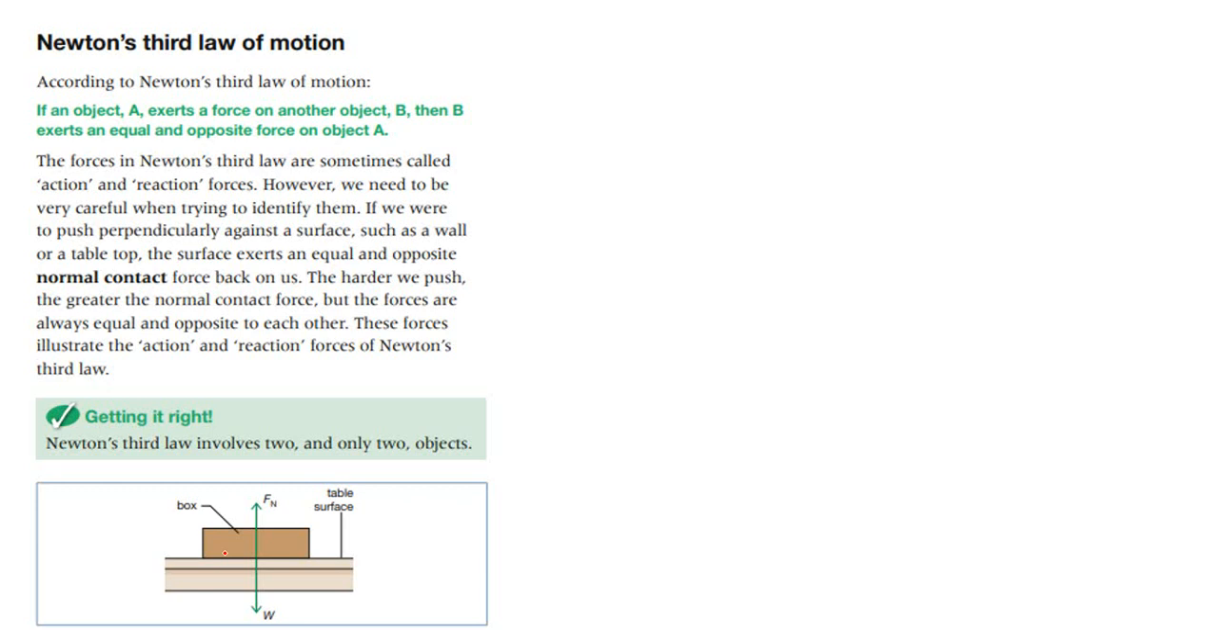So let's imagine that we have a book on a table. The book sitting on the table, the force that would generally act downwards is the weight, and weight we know is equal to mass times the gravity constant. Now the surface of the table is going to exert an equal and opposite force.